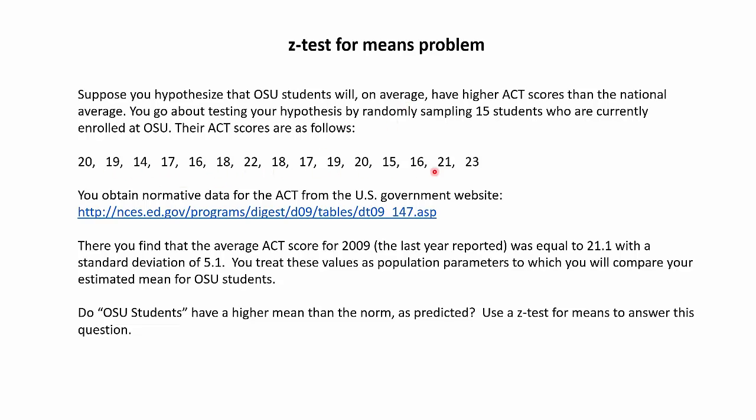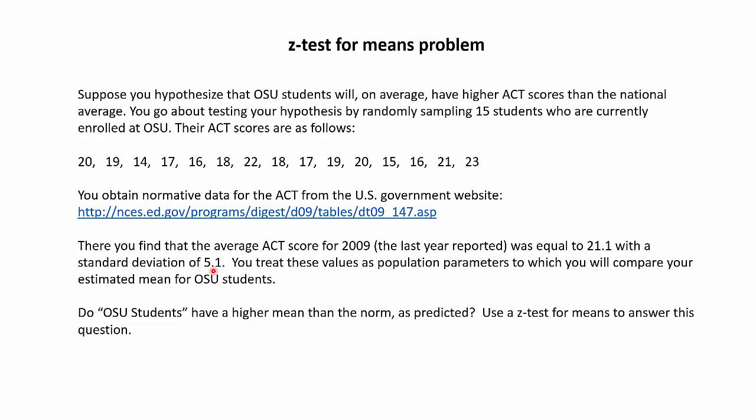So here we have the 15 students that we've sampled. Now you can obtain normative data for the ACT from the U.S. government, going to this website. And if you go there, you'll find that, at least for 2009, the mean was equal to 21.1 and the standard deviation was equal to 5.1. So we'll treat these values as population parameters to which we can then compare our OSU students.